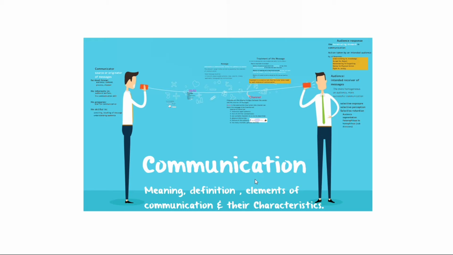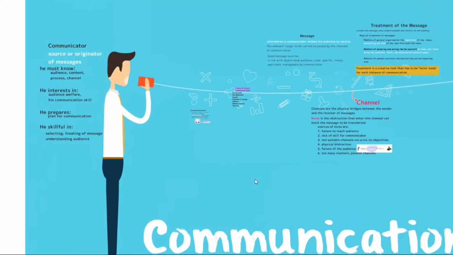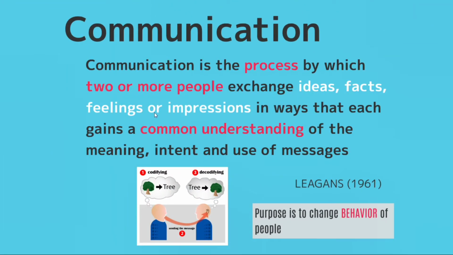Let's start. Basically, communication is the process by which two or more people exchange ideas, facts, feelings, impressions, and get a common understanding about these ideas, facts, feelings, and impressions. There will be a communicator and receiver in the communication. The process of exchange of information between these two people and gaining a common understanding about that information is called communication. Communication came from the word communis, a Latin word which means commonness. In extension, the purpose of communication is to change the behavior of the people.